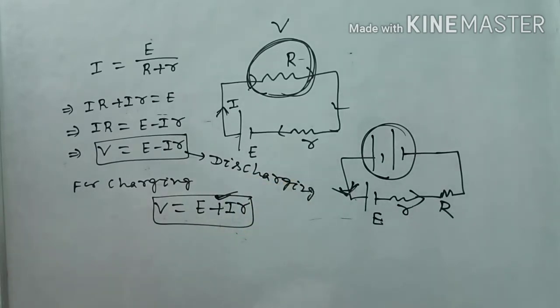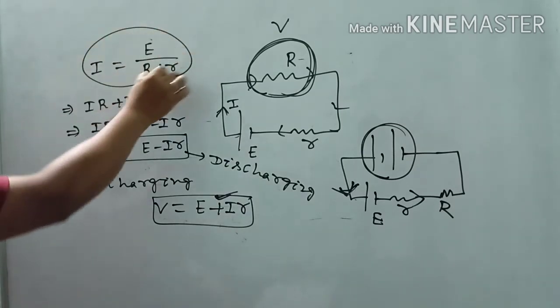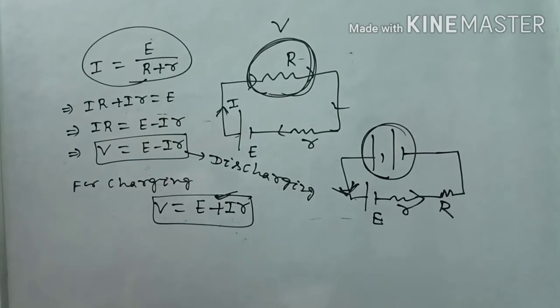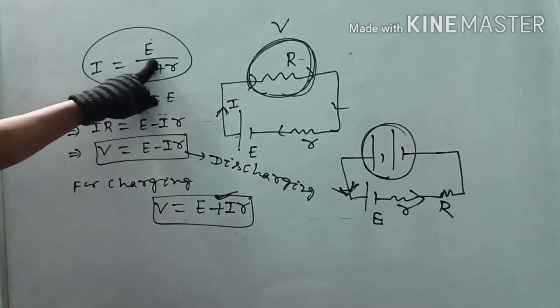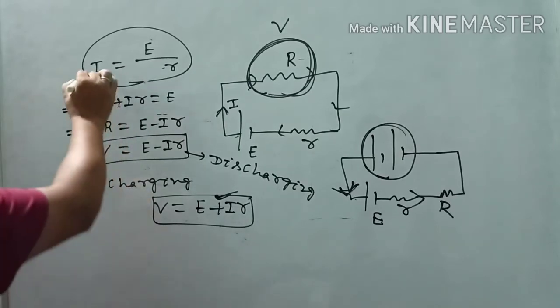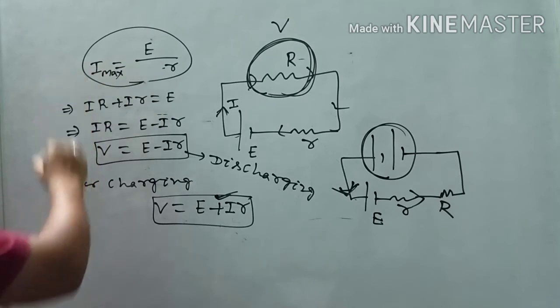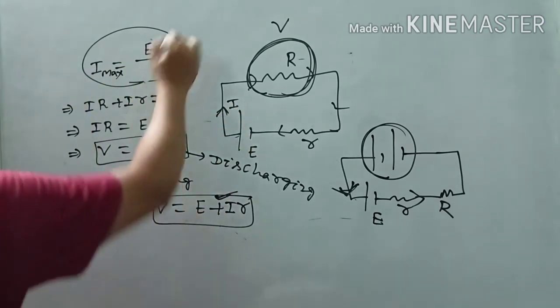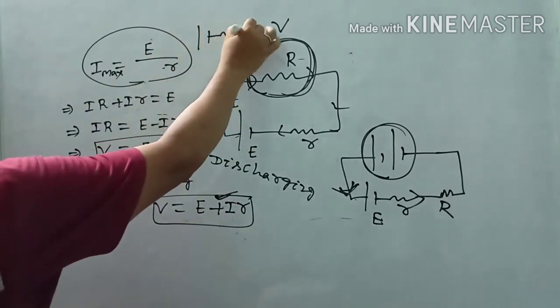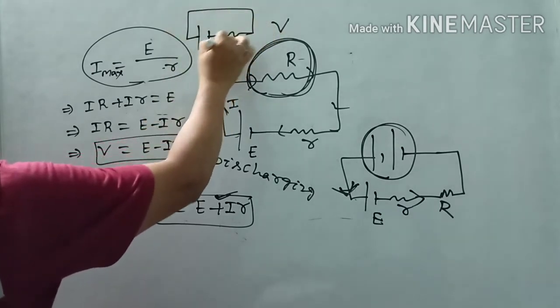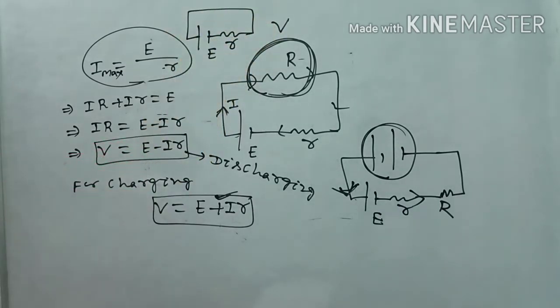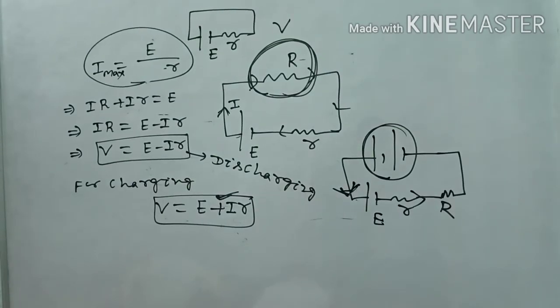Okay, but to find out maximum current, this is the formula for current. If you are told to find out maximum current, what do you have to do? You have to make R 0. If R is equal to 0, current will be maximum. This is the case of a cell with internal resistance. So for maximum current, the formula will be I max is equal to E by R.